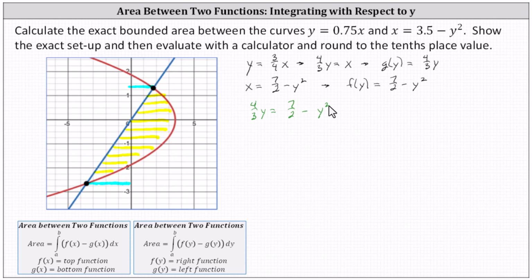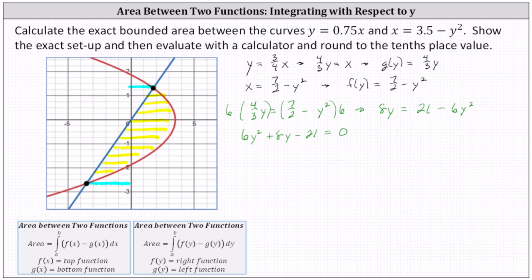Let's first clear the fractions from the equation by multiplying both sides of the equation by the least common denominator of 6. On the left side of the equation, 6 times 4/3 y is equal to 8y. Equals on the right, 7/2 times 6 is equal to 21, minus y squared times 6 is 6y squared. Because we have a quadratic equation, let's set the right side equal to 0 by adding 6y squared to both sides and subtracting 21, which gives us 6y squared plus 8y minus 21 equals 0. Unfortunately, this is not factorable.